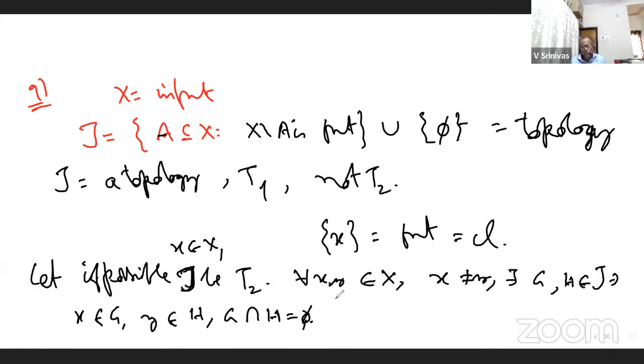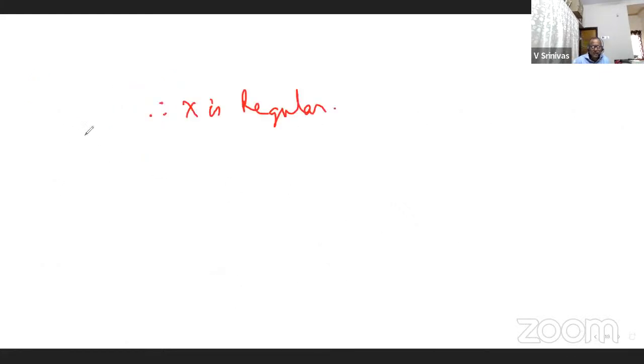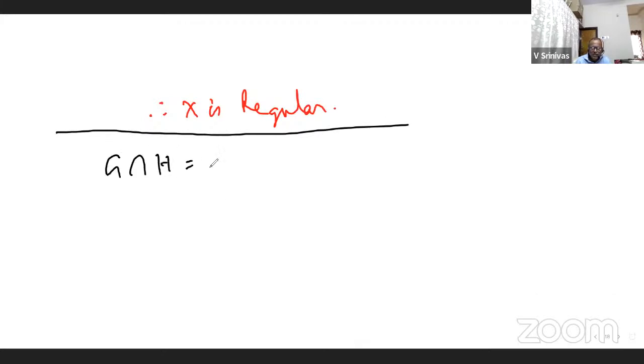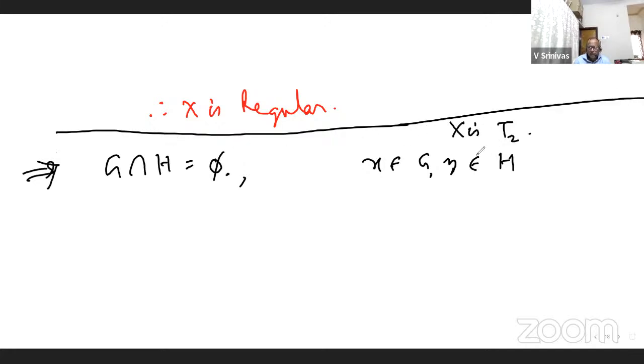Right, I'm assuming that tau is T2. So for every distinct x and y, I can get disjoint open neighborhoods G and H. Now from this, what can I say? I have G intersection H is empty, and x belongs to G and y belongs to H. T2-ness is giving this. I have assumed that this cofinite topological space X is Hausdorff, so I start with two distinct points x and y, and I get two disjoint open neighborhoods G and H.